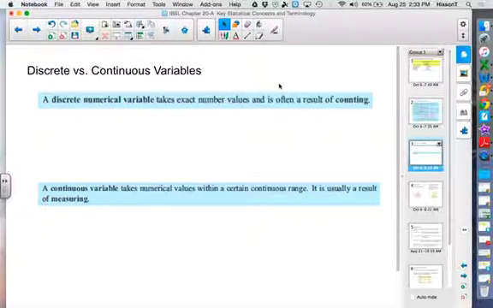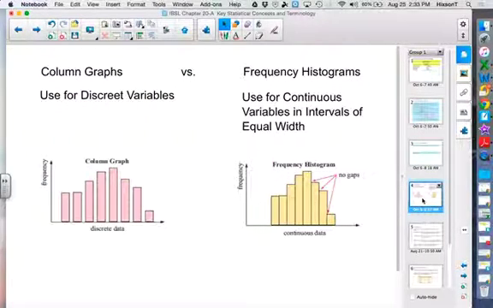Now, when we are representing this data in a bar graph or a histogram, we do it a little bit differently depending on whether it's discrete or continuous. If you'll take notice here, if we have discrete variables, then we're going to use what's called a column graph, and you'll notice each of the bars are separated. Okay? And the frequency that they occur in is on our y-axis. All right, but that's for discrete.